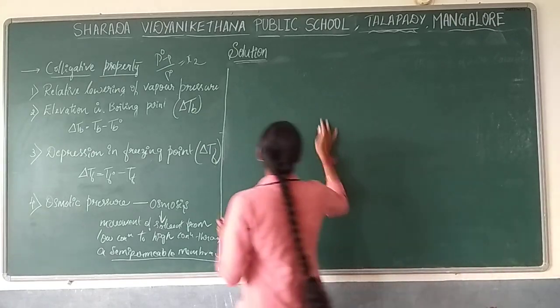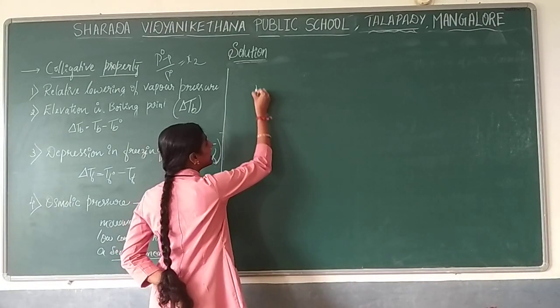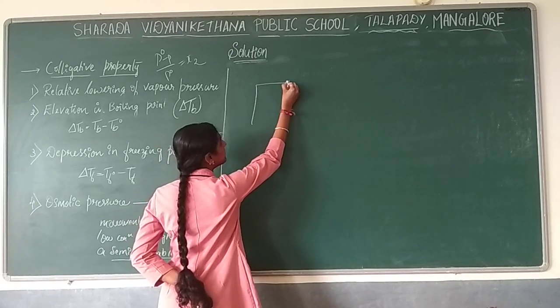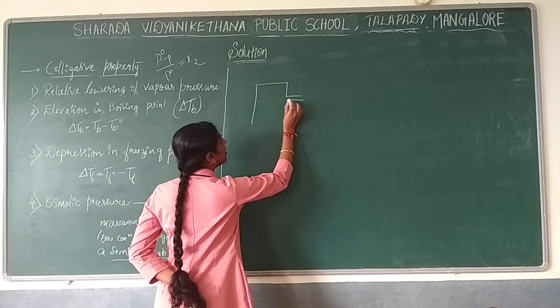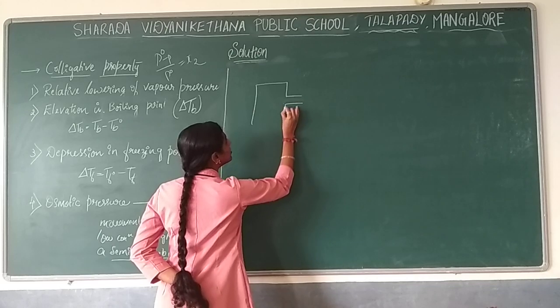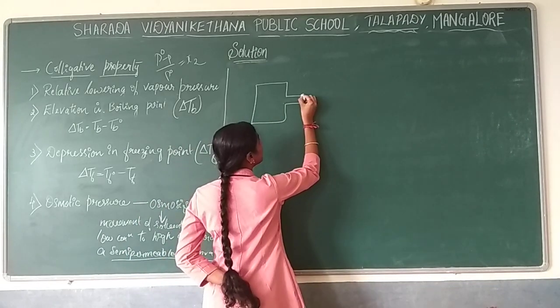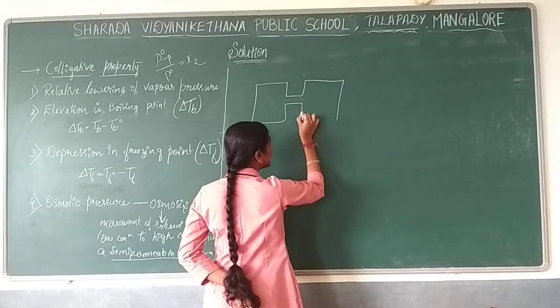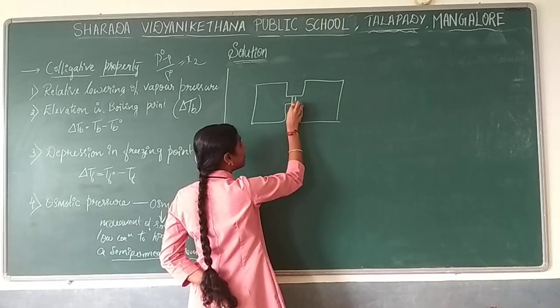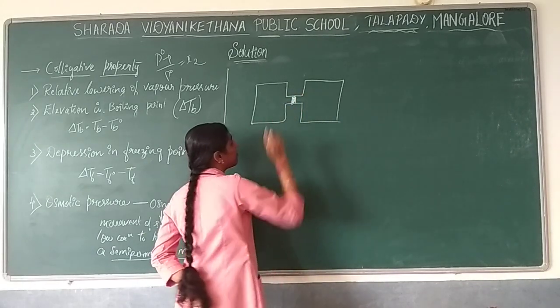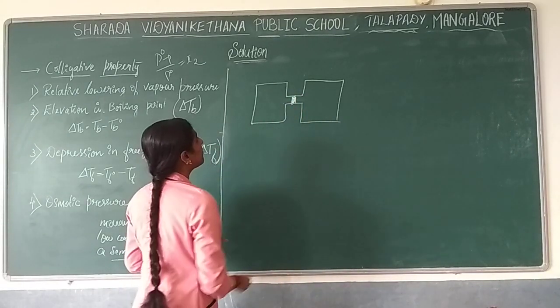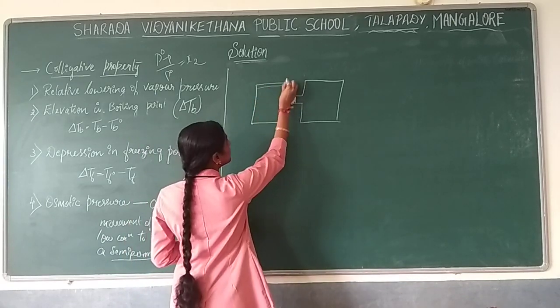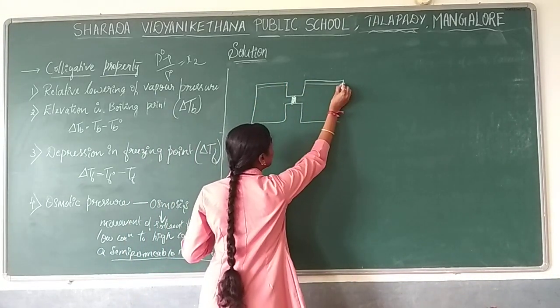Now I take a beaker. Okay, two beakers I take. So here one beaker, and here one more beaker, which will be connected with each other by a membrane. Consider here I am having a membrane. Now consider here some applied pressure is there, and here also applied pressure is there.